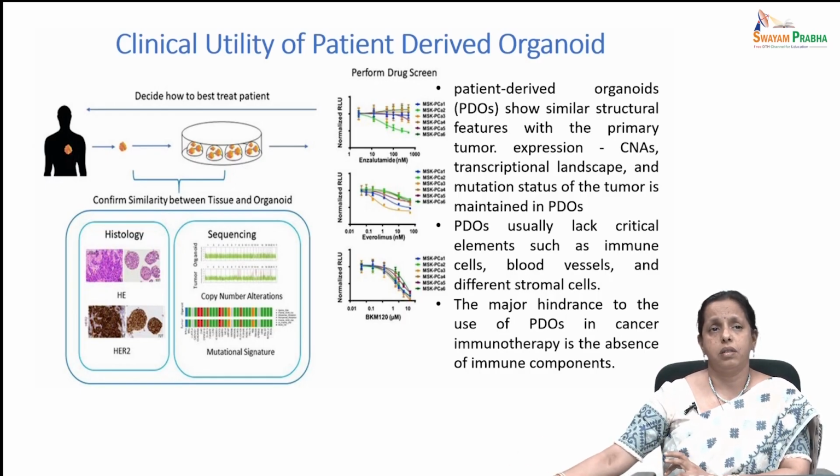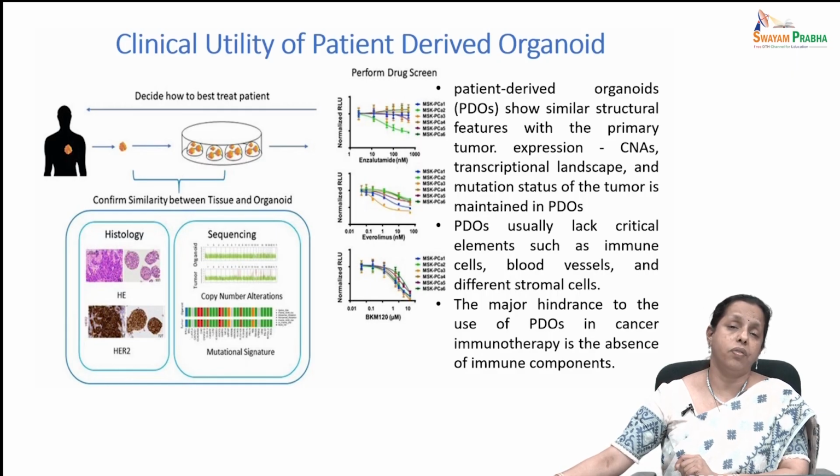So, after the surgically resected tissue is cut into pieces, a confirmation of similarity has to be done between the original tissue and the explant. This is done by histology, the H&E or hematoxylin and eosin staining, and by sequencing, copy number alterations and mutations screening. After that, drug screening is performed on the explants or the organoids to check the effectiveness of the drug, or to check if the patient will definitely respond to that particular drug.